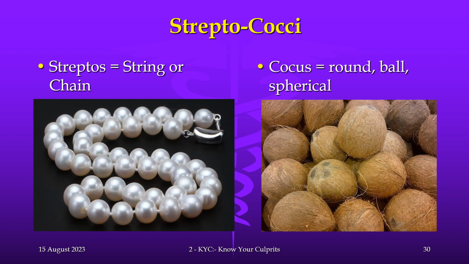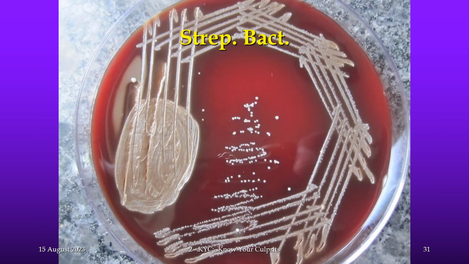Streptococci take their name from two Latin words: streptos, meaning string or chain of pearls or glass beads, whereas coccus, as we know, is round, ball or spherical, and the coconut takes its name from this. Streptococci grow as white streaks or as scattered white colonies on blood agar.